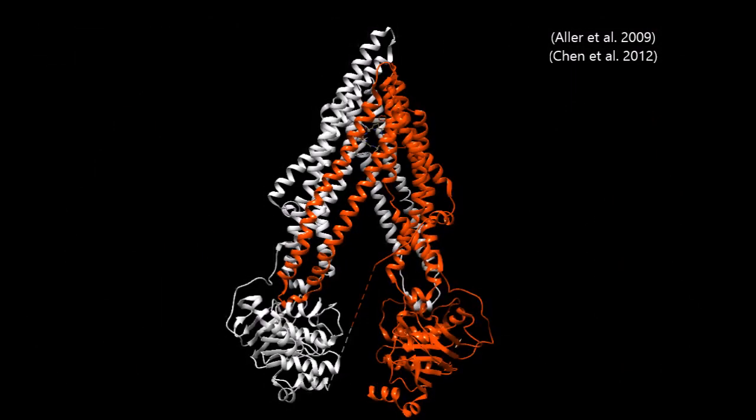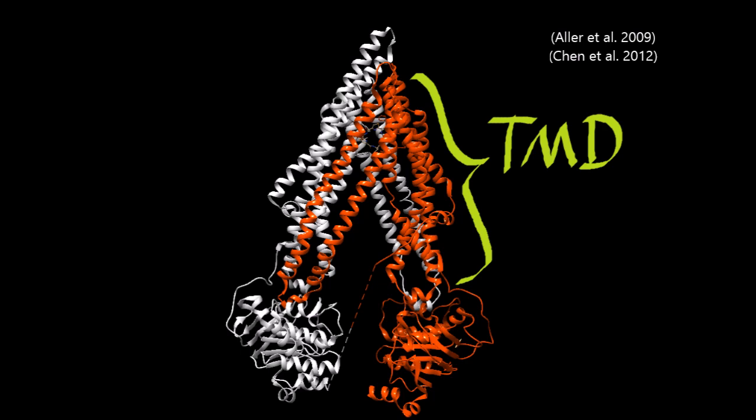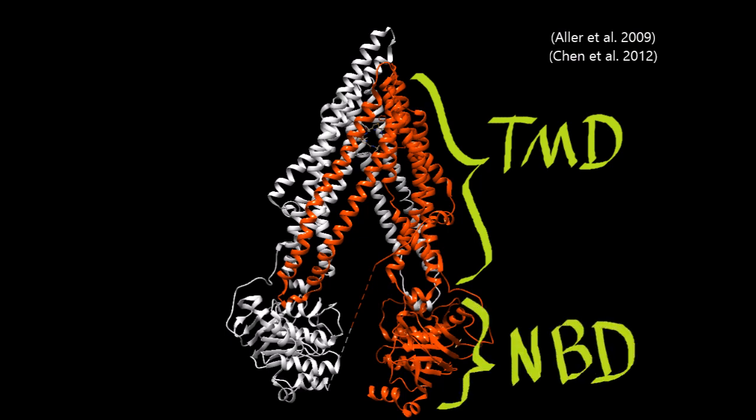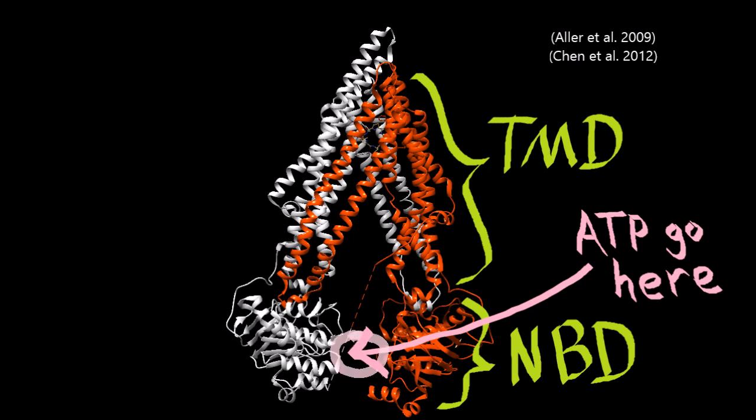P-glycoprotein consists of two similarly structured subunits. In this diagram, one subunit is colored red and the other is colored white. Each subunit has a cluster of 6 transmembrane domains, or TMDs, connected to a nucleotide binding domain, or NBD, which is suspended down here in the cytoplasm. Transmembrane domains from both subunits partially wrap around each other like a handshake. The nucleotide binding domain binds ATP to power the transporter.